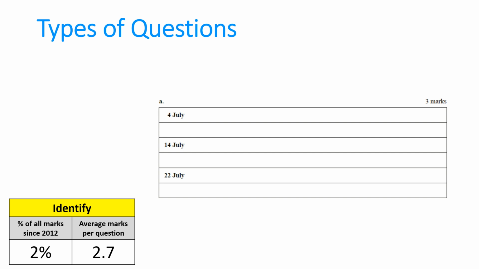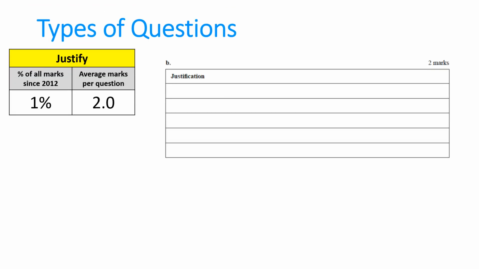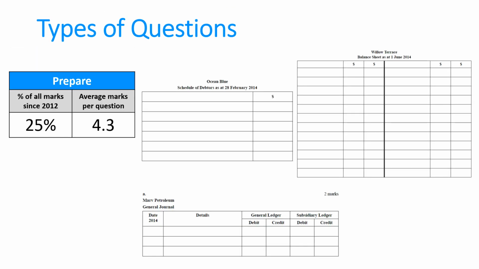Identify has barely popped up. Again, we've taken the course in a more difficult direction, so there's probably not going to be as many identify marks as there used to be. Justify has barely appeared. Prepare is the most common type of question.